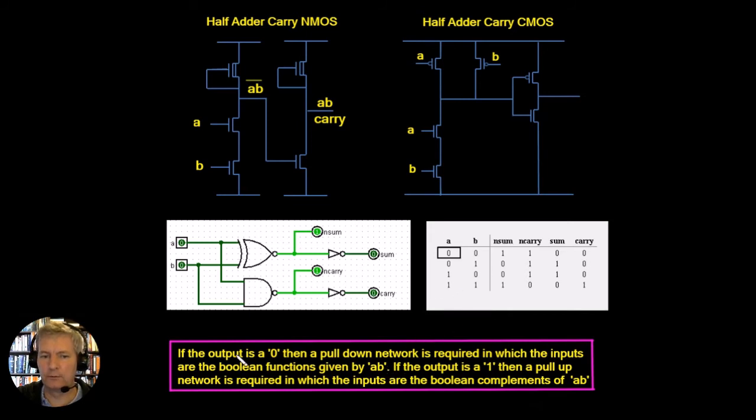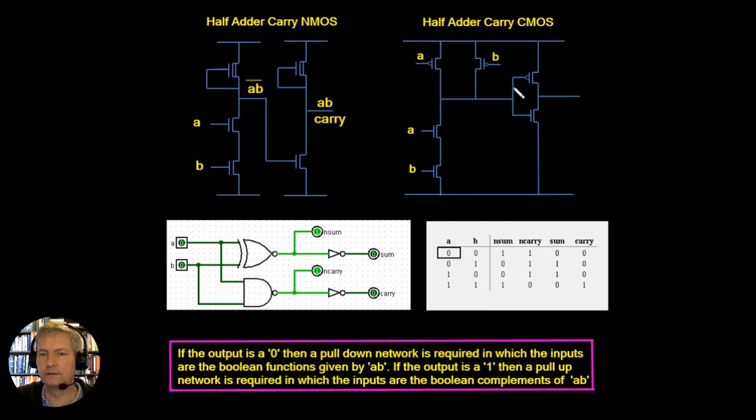So for example here, if the output for the carry is 0, so that's this one here, you can see that both the A and the B inputs have to be high. So that's going to be our A dot B, so that's A and B in series. Again, that's just the same pull down network that you see here for the NMOS. So the pull down network for the CMOS is just going to be the same as the NMOS.